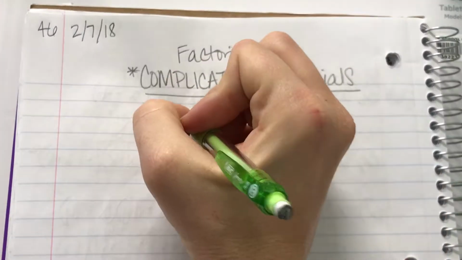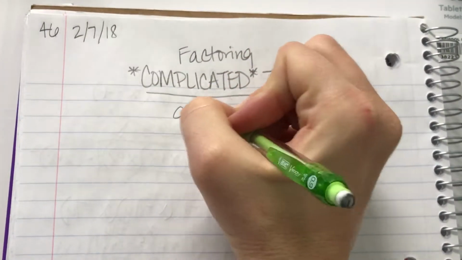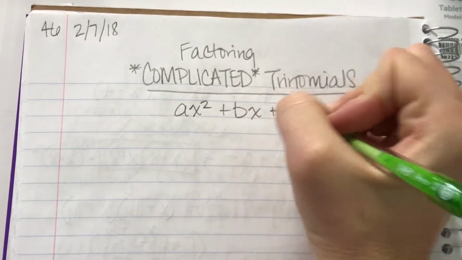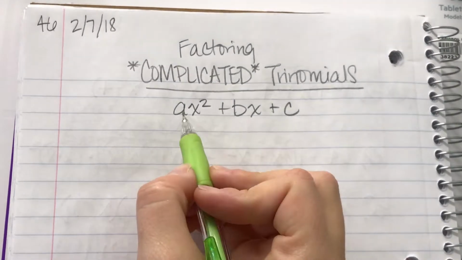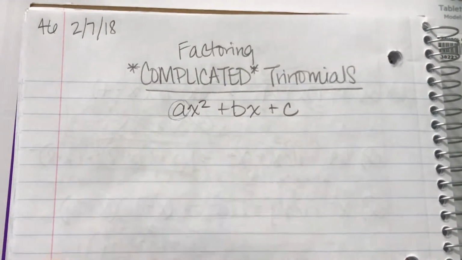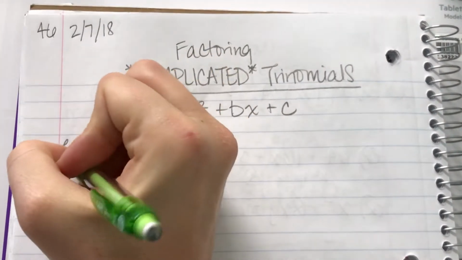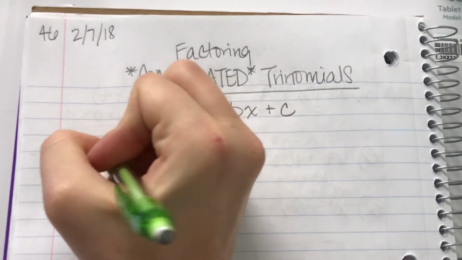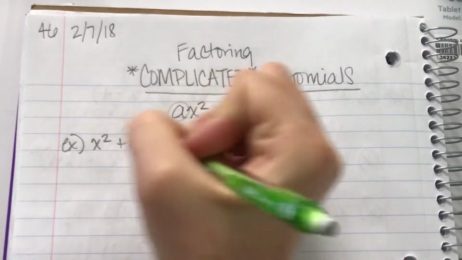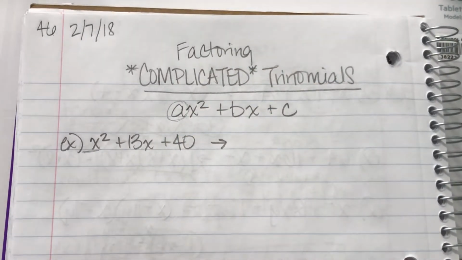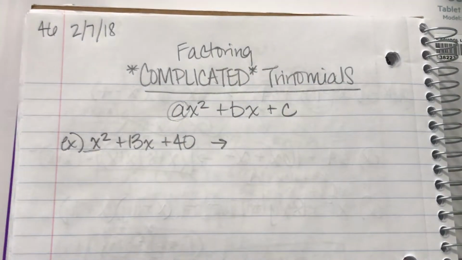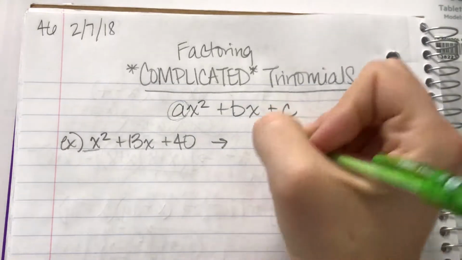Reminder, a trinomial means there are three terms, correct? Correct. Ax squared plus bx plus c. When we were doing simple trinomials the last couple of days, you never really had to worry about this a value, right? A simple one might look like x squared plus 13x plus 40. It's a trinomial. I don't have anything happening in that first piece. It's just an x squared.